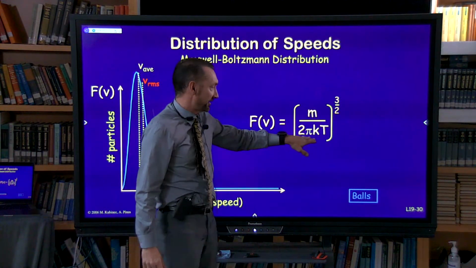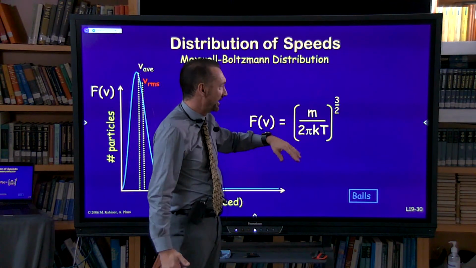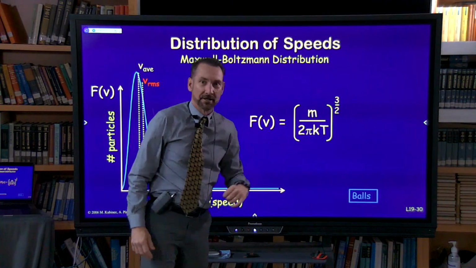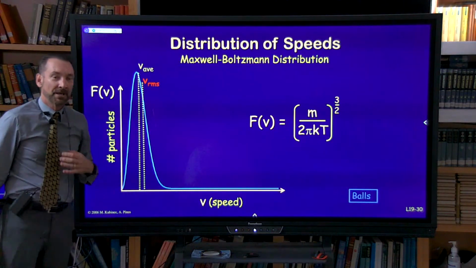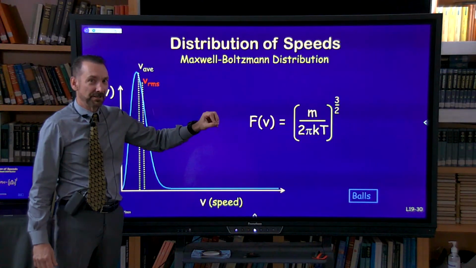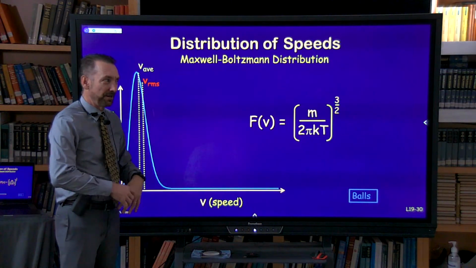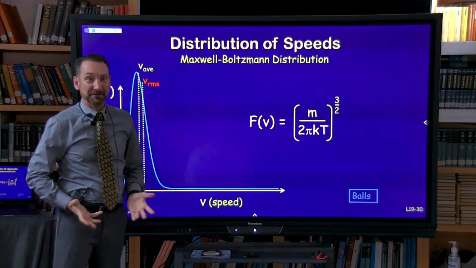There's a bunch of constants. Boltzmann's constant, the mass of the particles, pi. Amazing where pi comes in, and the temperature. Pi comes into nature. Just Google that someday. Pi coming into nature. Places where you would not believe it comes in.